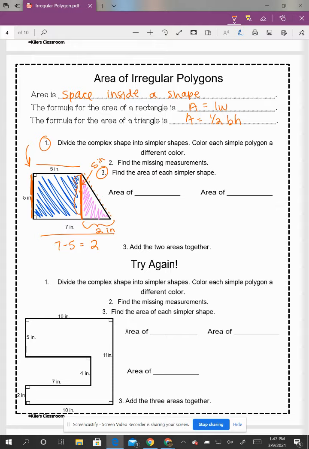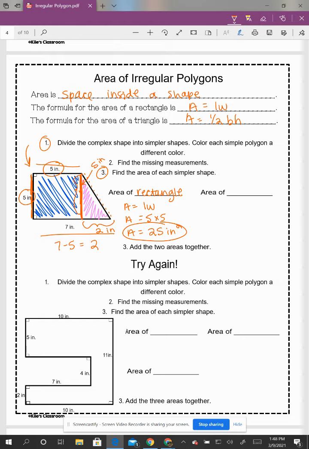For step number 3, I'm going to find the area of each of the simpler shapes. So let's start first by finding the area of the rectangle. I know that the formula is area equals length times width. We reviewed that above. Now I can fill in my measurements. My length is 5 and my width is 5. That makes it a perfect square. My area of the rectangle should get you to 25 inches squared.